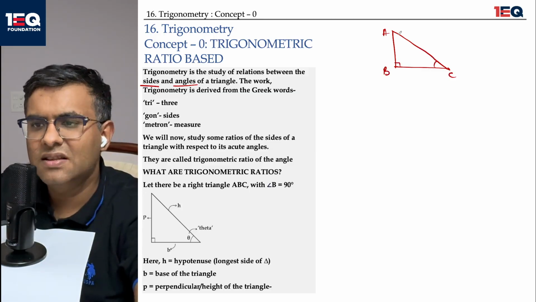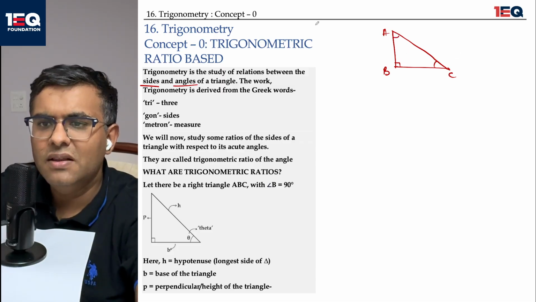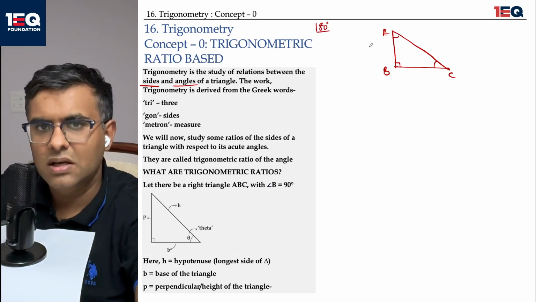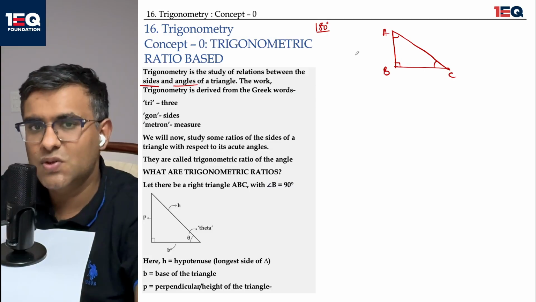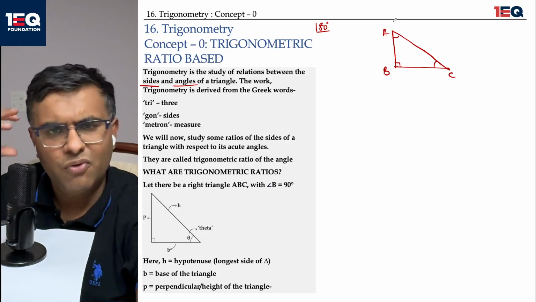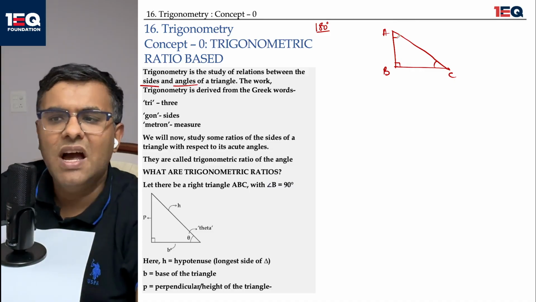Let's assume this is a triangle. These are the three angles over here. We know very well that the sum of all three angles of a triangle is 180 degrees. So if this one is 90, the other two would add up to 90 as well. So we have two angles over here.